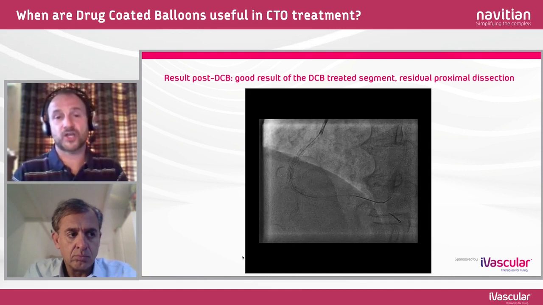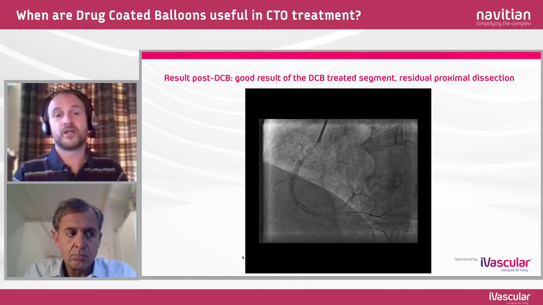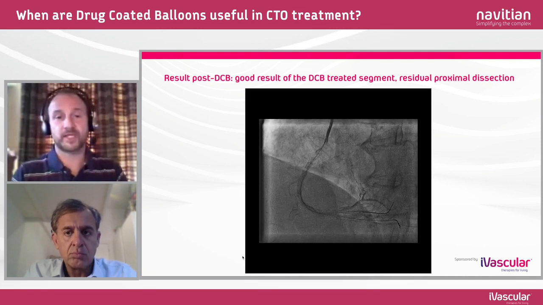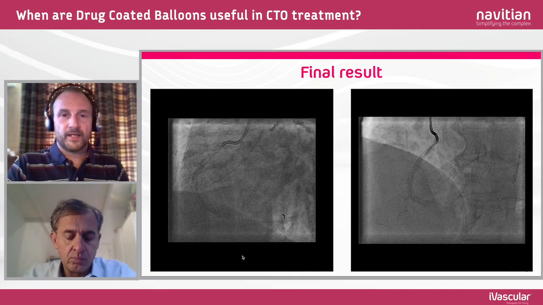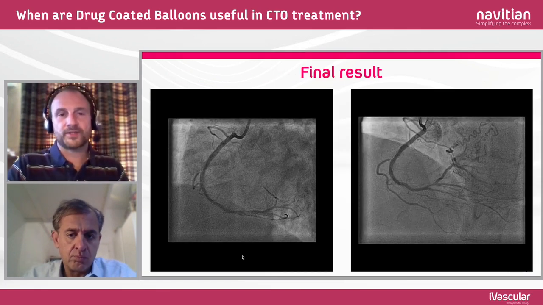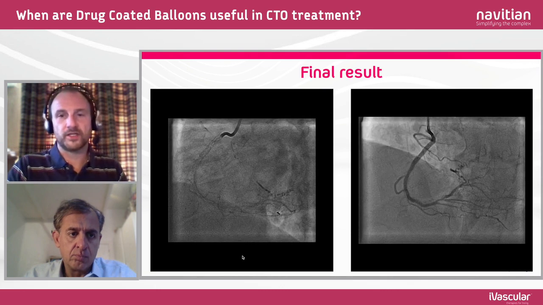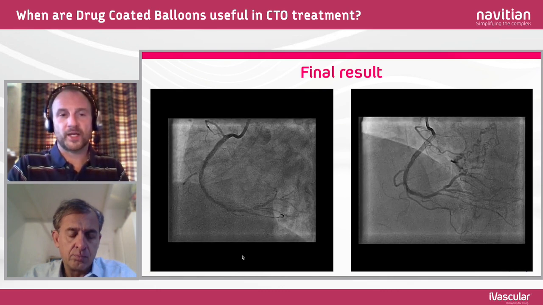However, we have a residual dissection proximal to the old stent, and between the guiding catheter and the proximal edge of the proximal stent, we see clearly a dissection. After this implantation in the proximal, ostial part of the right coronary, this is the final result, showing indeed a very good result, good patency of the vessel.